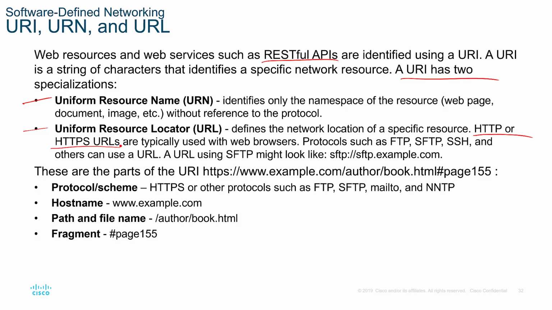So here are some parts of the URI in a broken down example. So here we have the protocol, HTTP. The host name or domain name will be the subdomain, and the domain name and extension. After that, we have this portion. This is the path and file name. After that, we have our page 155. That's the fragment. That's a specific identifier.